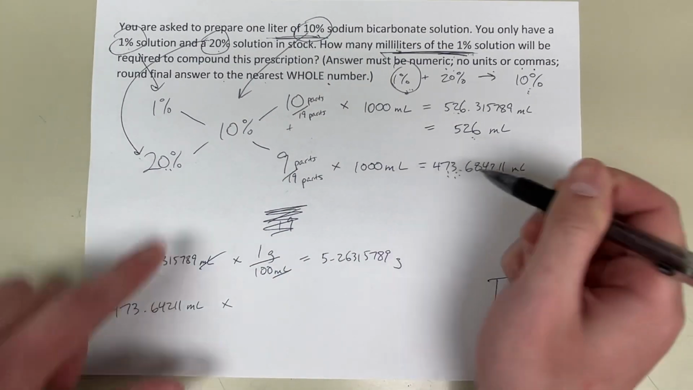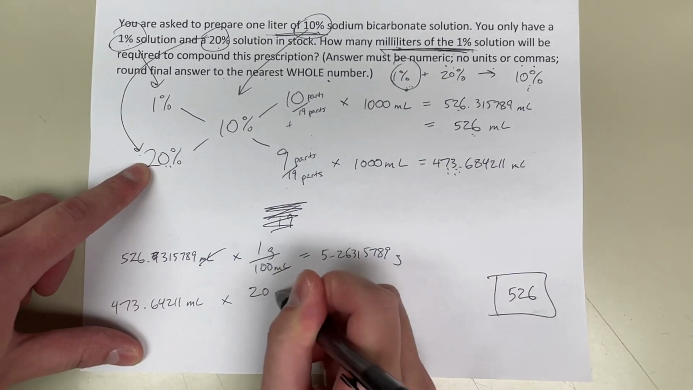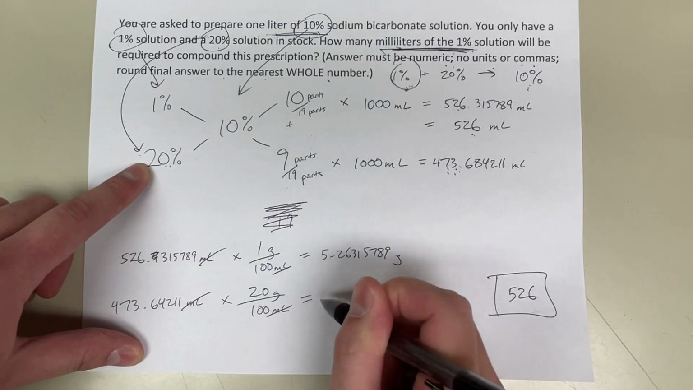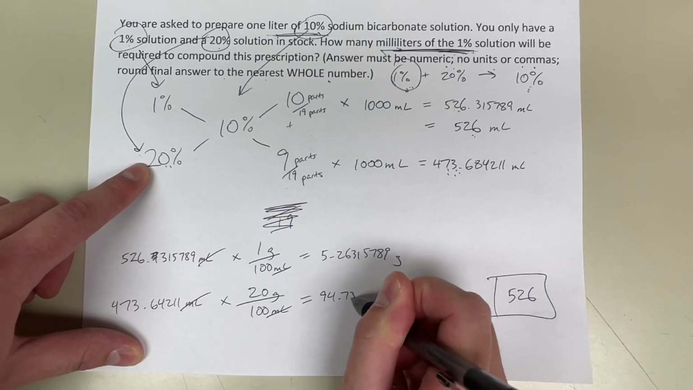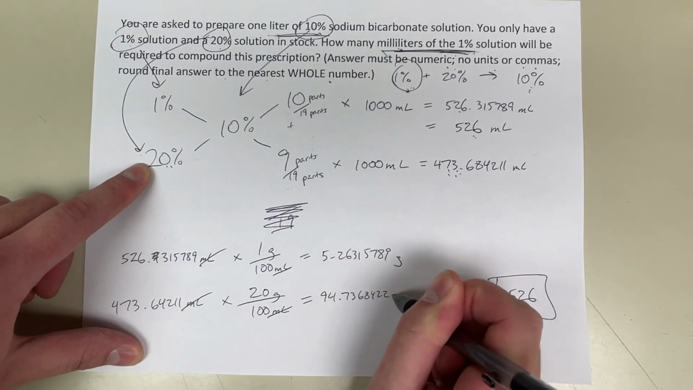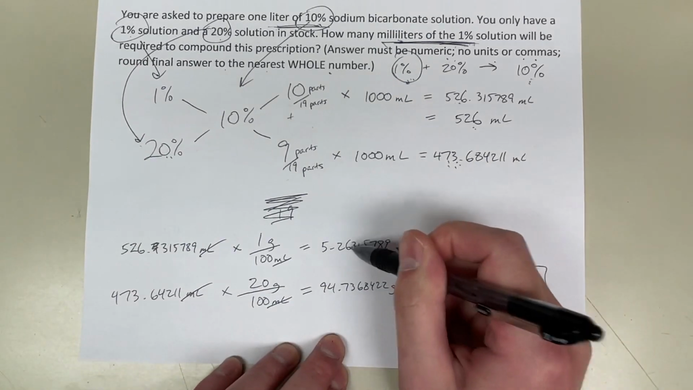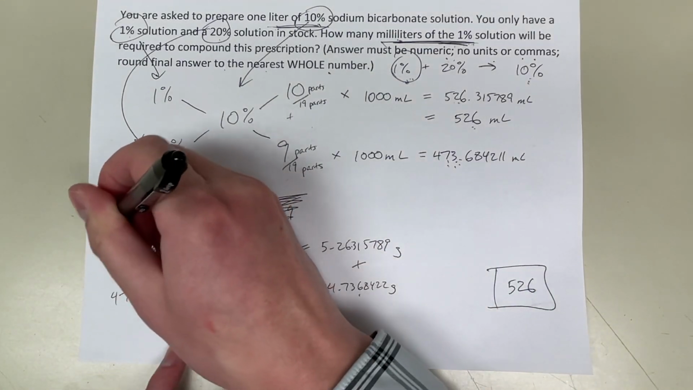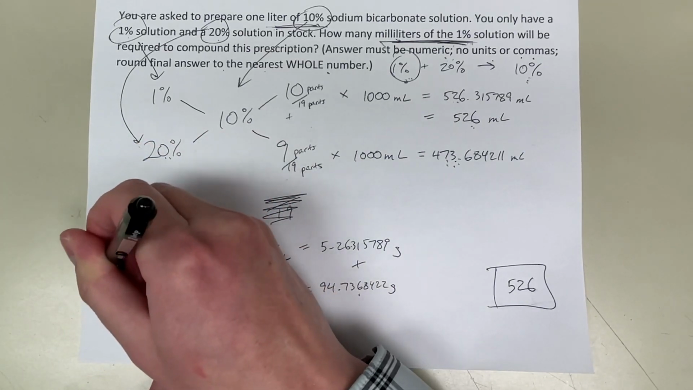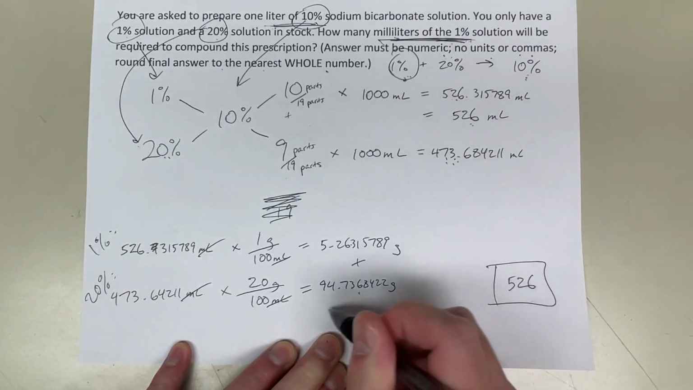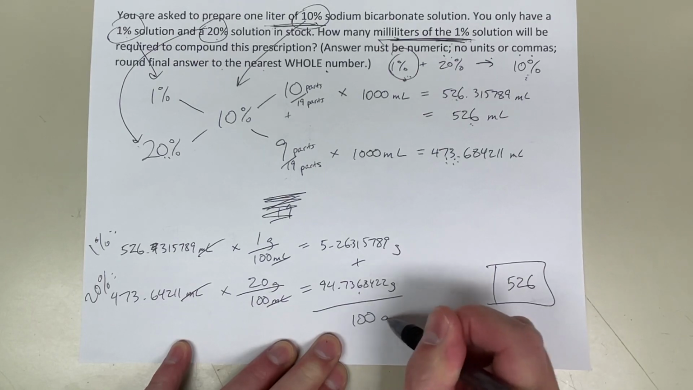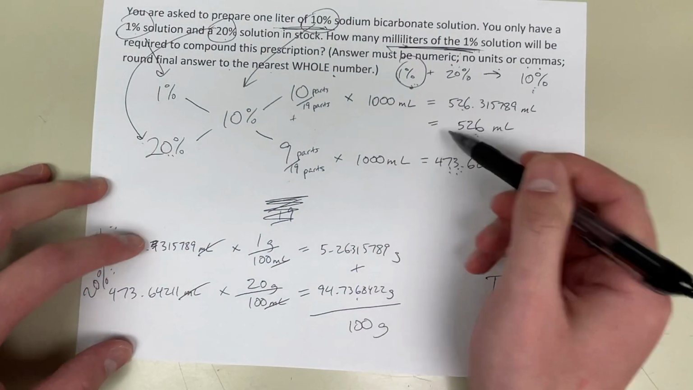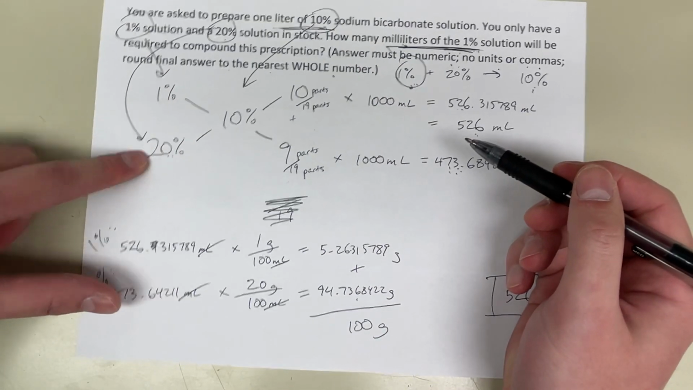This number times 20%, which is 20 grams over 100 milliliters. And that equals 94.7368422 grams. Right? And now I'm going to add these two together, the amount of drug in both the 1% solution and the 20% solution, and that equals 100 grams. Right, so that's 100 grams of the drug total in this solution plus this solution.